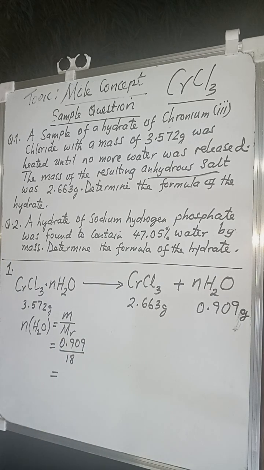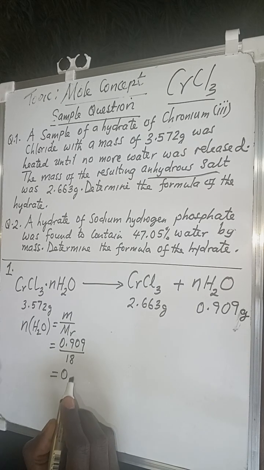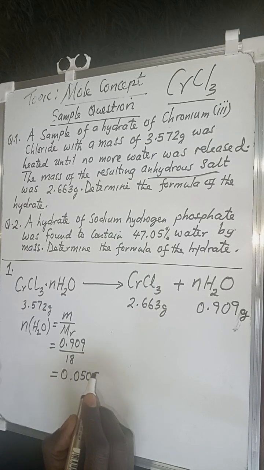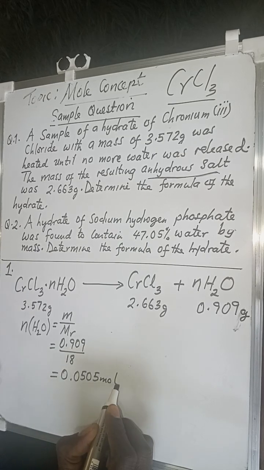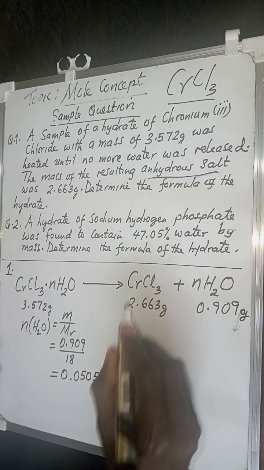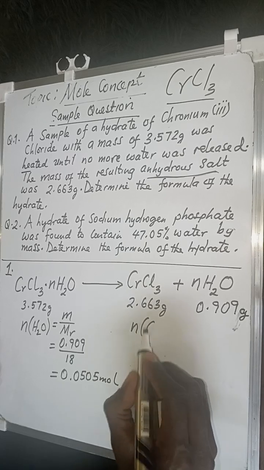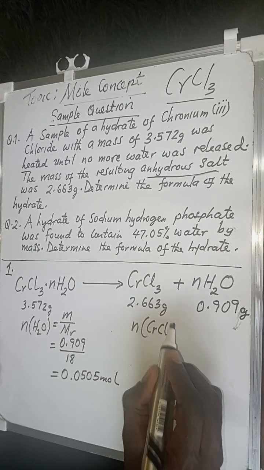If you divide 0.909 by 18, it is going to give us 0.0505. So these are the number of moles of water molecules. The same is also going to be true: we need to find the number of moles in the chromium 3 chloride.